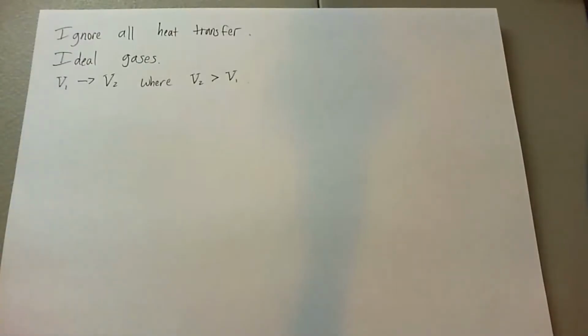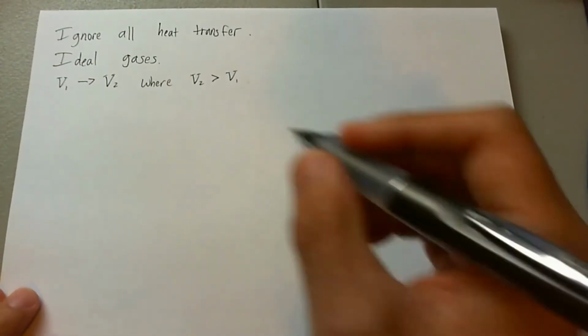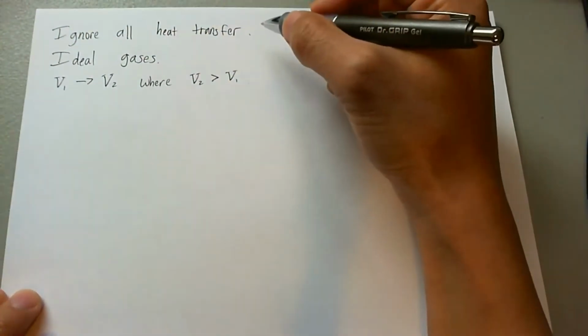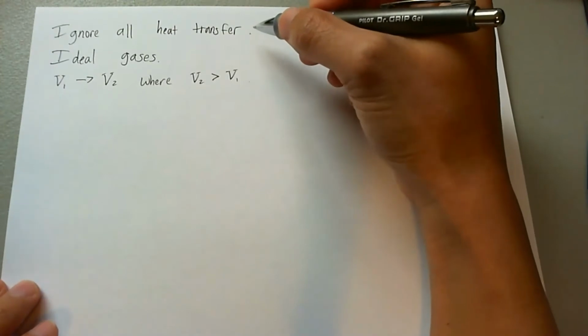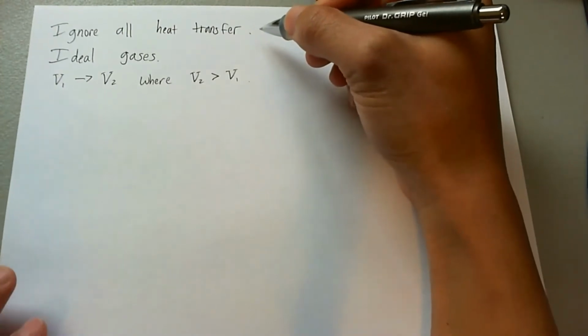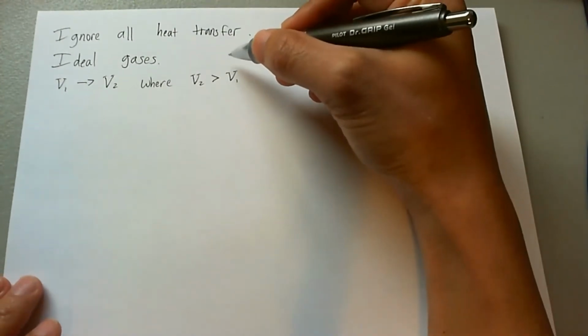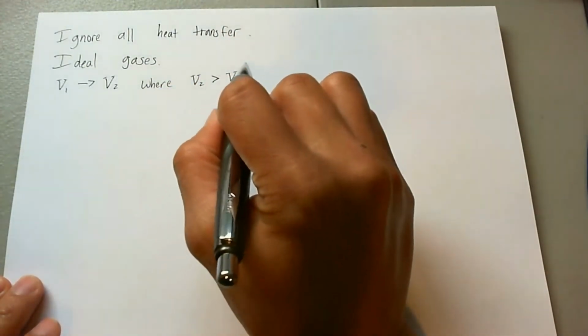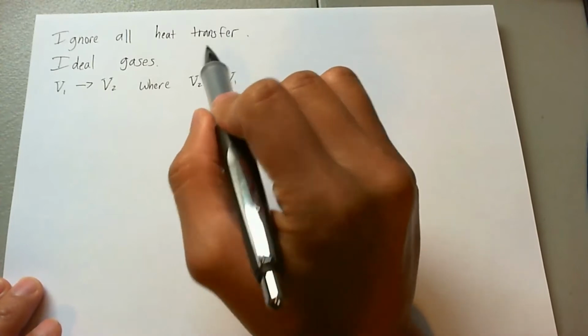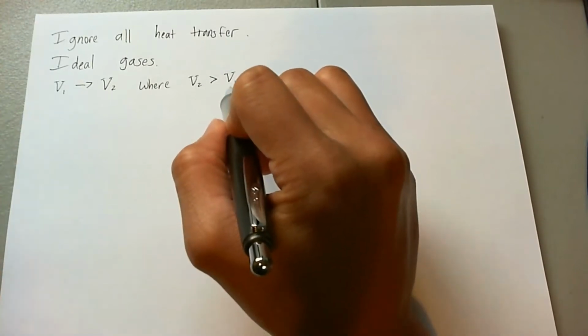So the first thing I look at in this problem, since they're asking for an entropy change, there's only one equation that works with that. First and foremost, let's look at what the problem gave us. They're asking us to ignore all heat transfer. We are dealing with ideal gases, and we're looking at a volume change where we have an expansion. And of course, it's an isothermal expansion in this case.